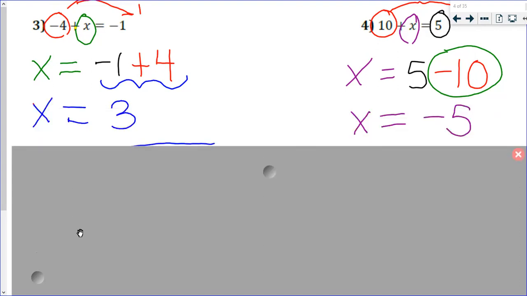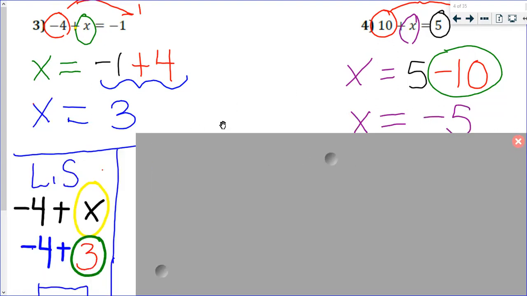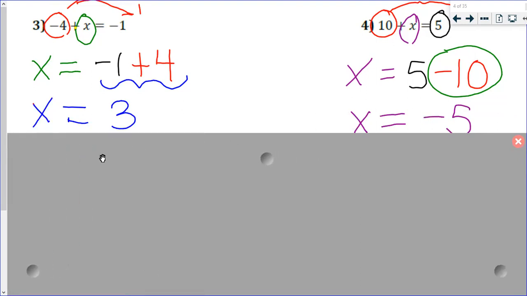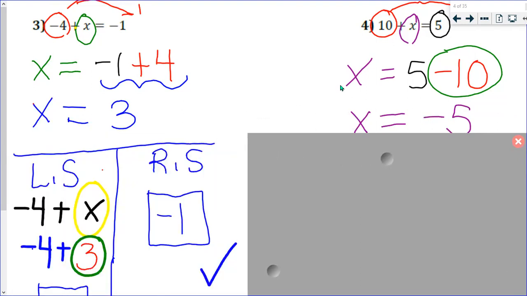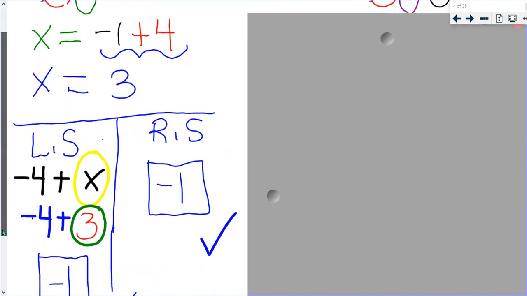And now when I solve this, good job, Greg. X is going to be equal to positive 3. So when I'm checking my answer, I'm going to rewrite the entire question, negative 4 plus x and negative 1.